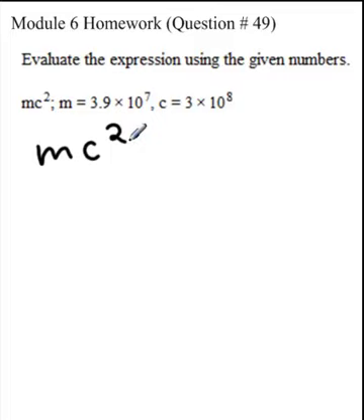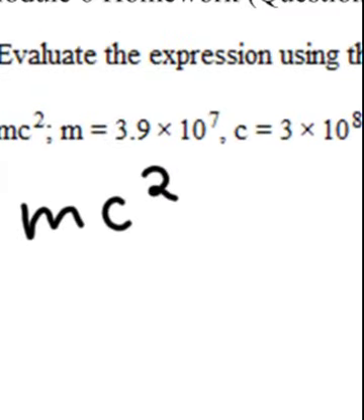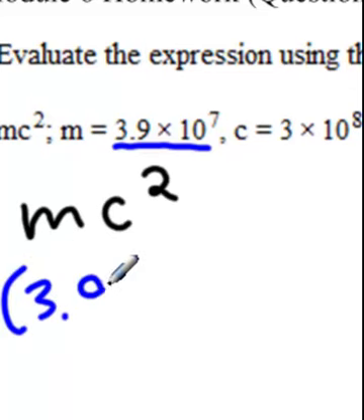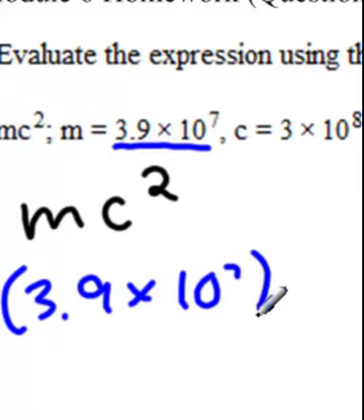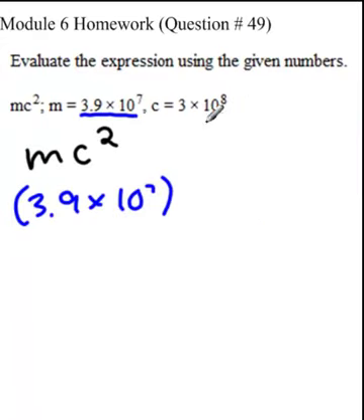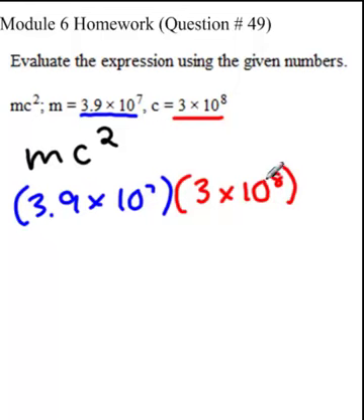I'm going to write it again, but instead of m, I'm going to write in what m is equal to. So I'm going to replace m with 3.9 times 10 to the 7. I'm going to replace c with what c is equal to. So instead of c squared, I'm going to write 3 times 10 to the 8. And then I have to square that because c is squared.